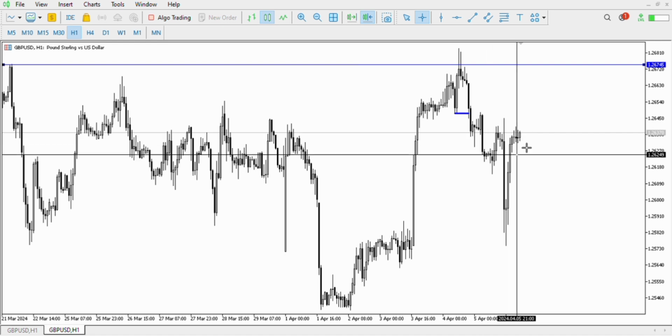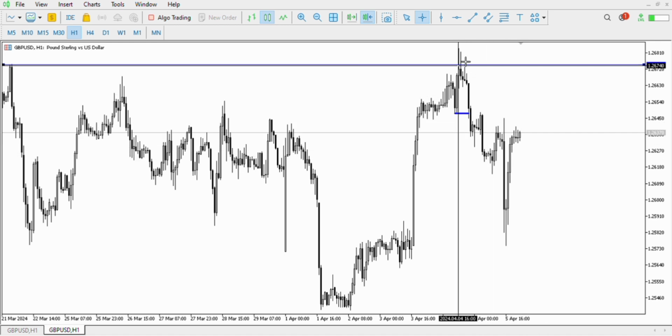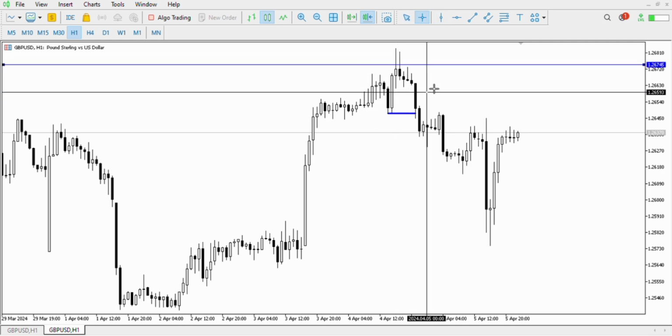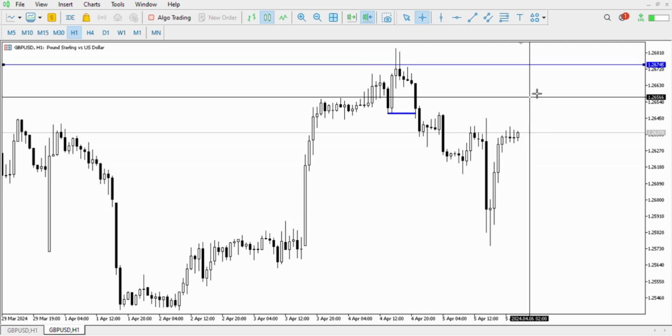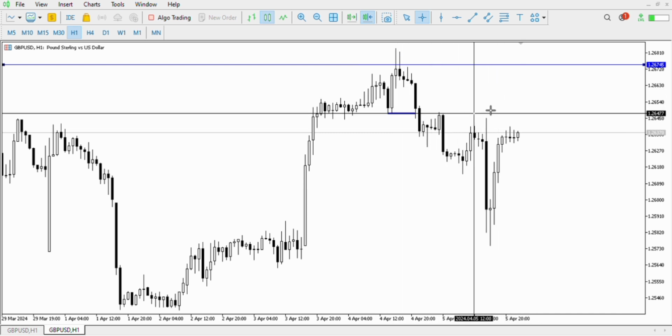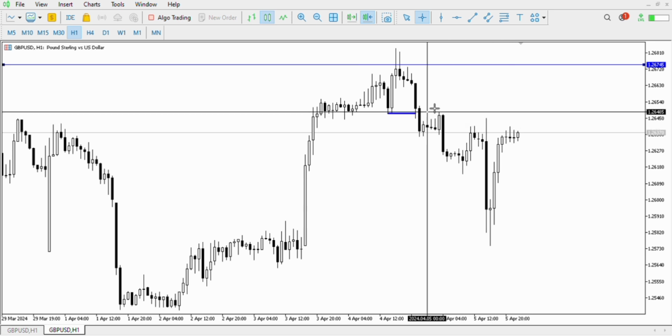I want to see price head higher to this order block right here. Let me zoom it a little bit. You can see this bullish candle right here. So I want to see price head to this bullish candle. I'll be looking forward to sell right here, and this point and this point are both some form of liquidity for me.